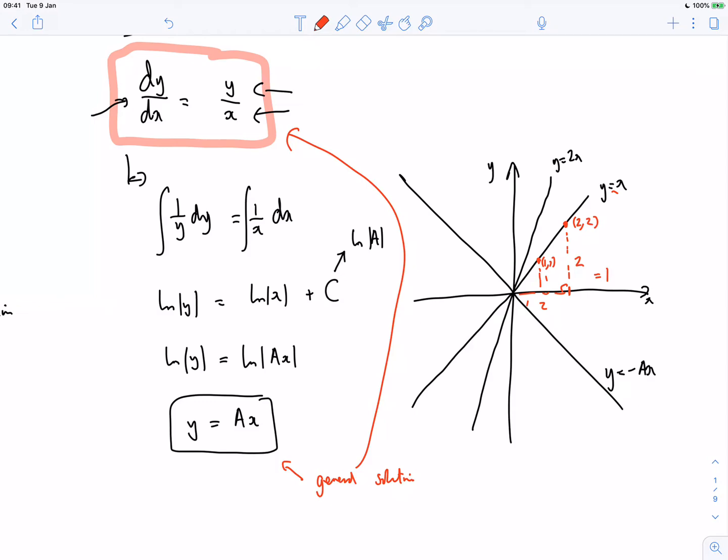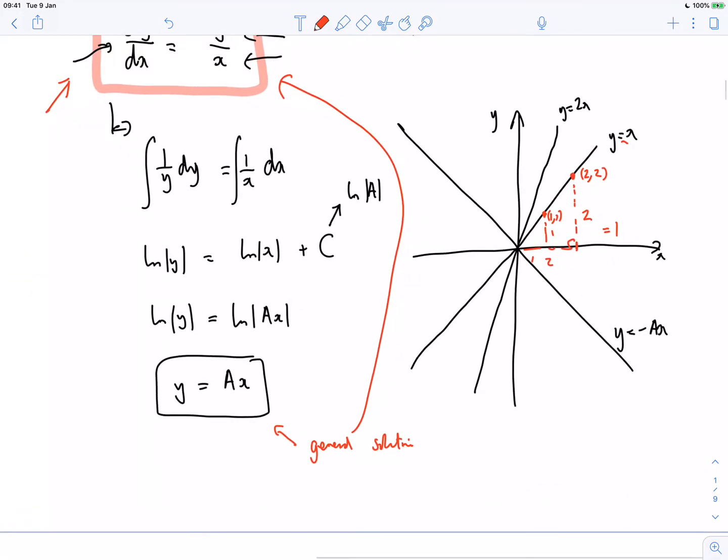Okay, so there's a lot of terminology there. This is a first order differential equation, and the reason it's first order is because you have one derivative. If it was second order, then you would have something like d2y by dx squared. This is a first order variable separable differential equation, because you can separate the variables, and we have found the general solution.